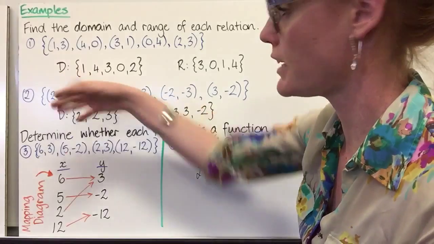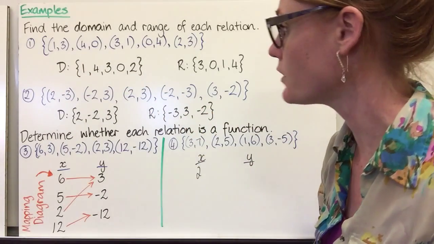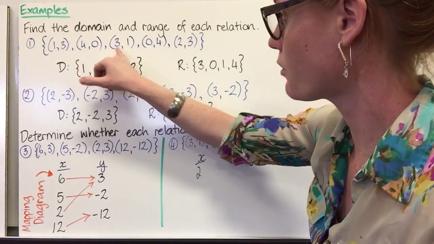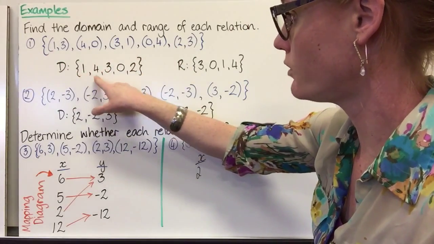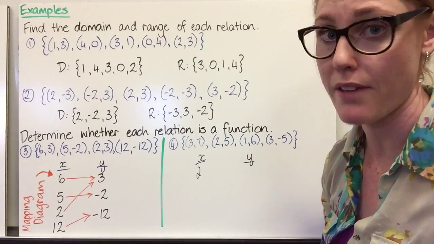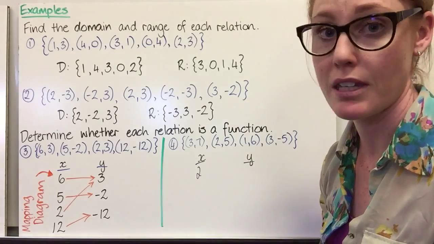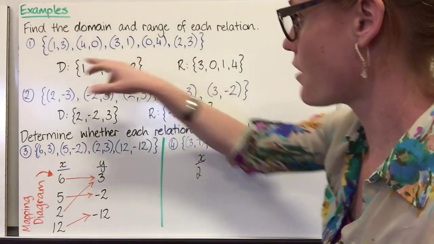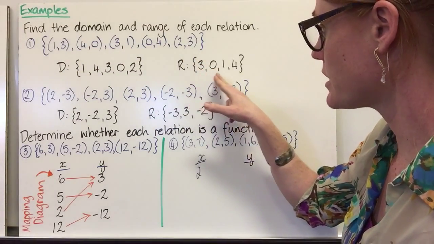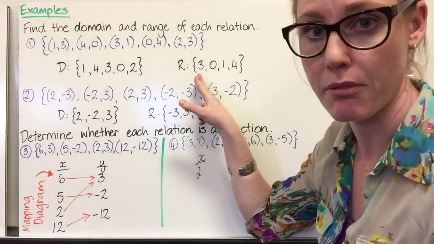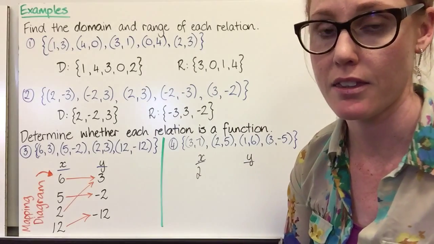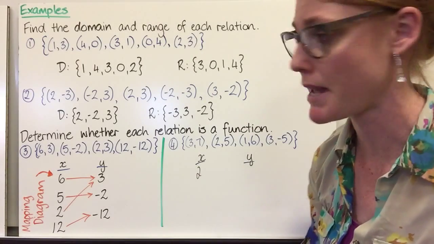We know that the domain corresponds with the x values or the input values. So we're just going to list our input values. We have 1, 4, 3, 0, 2. And our range values correspond with our y values, or the second number in the ordered pair. So we have 3, 0, 1, 4. You'll notice that 3 is repeated, and because it's repeated, we don't need to write it twice when we're listing the range values. And the same goes with the domain.